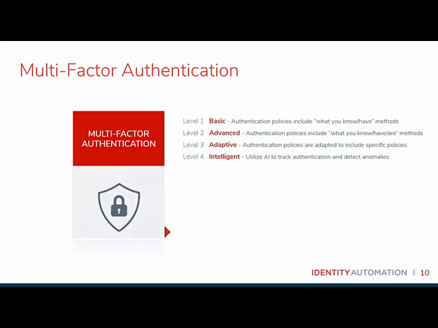As we move up into level 3, this is where we start to get adaptive, and we look at risk mitigation and adaptive policies as part of this particular level.